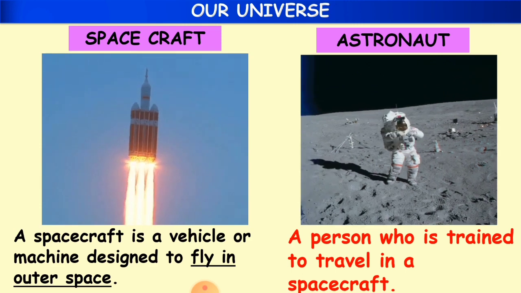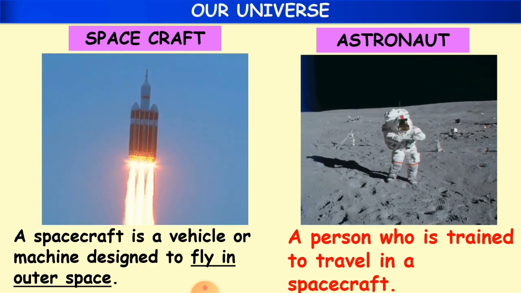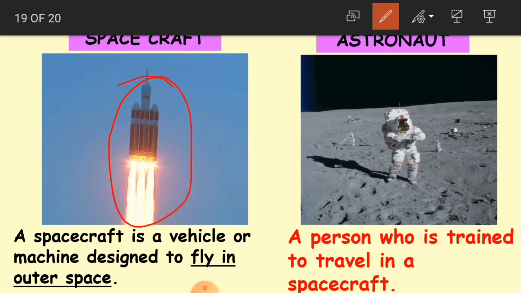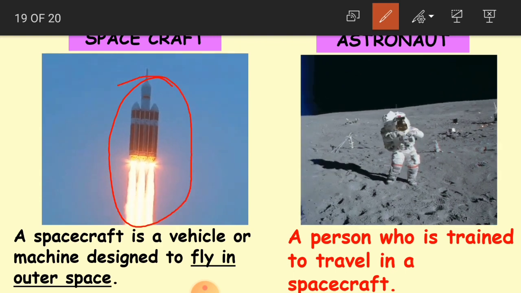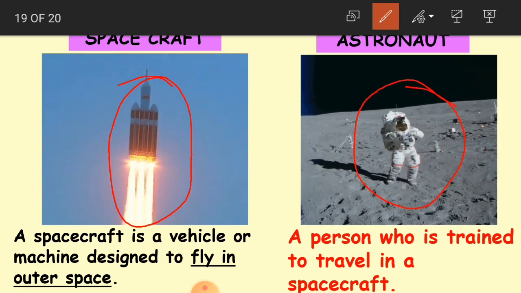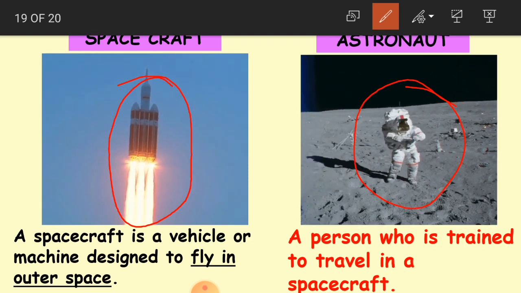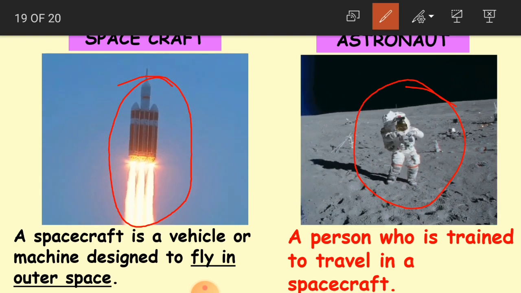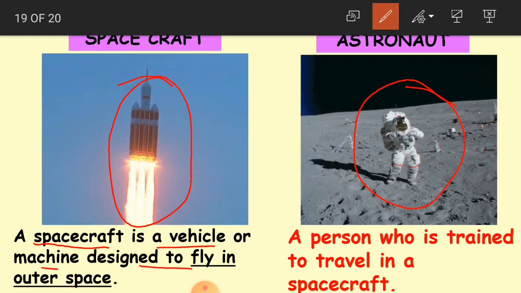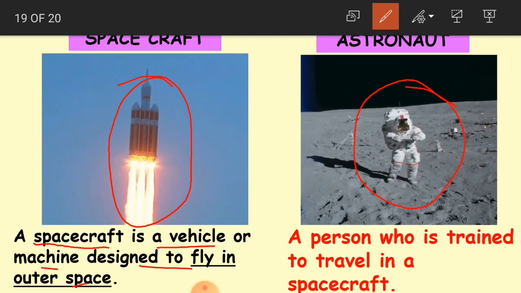To travel into space, we have to use a vehicle which we call a spacecraft. The astronaut is a trained person who travels in the spacecraft, which is a vehicle or machine designed to fly in outer space and get the necessary information about the universe.